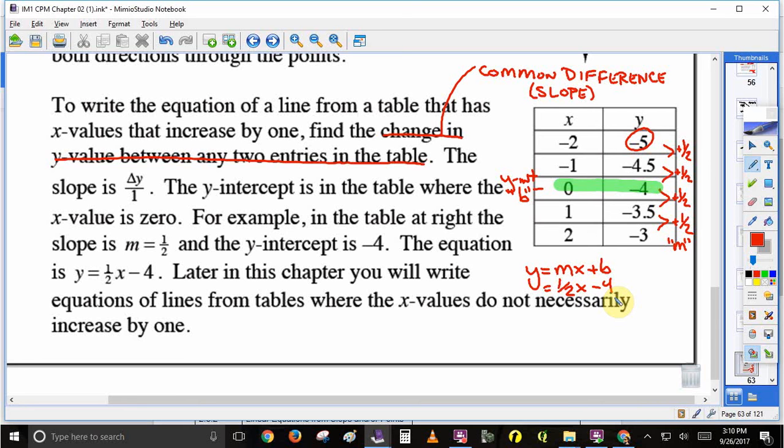Okay, so later in this chapter, you're going to write the equation of lines from tables where the x values do not necessarily increase by 1, which will make finding the common difference a little bit trickier.